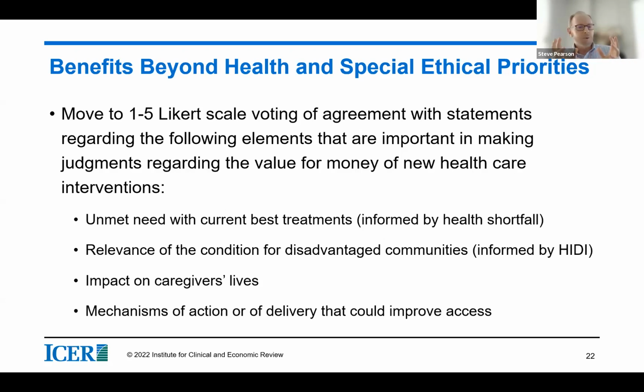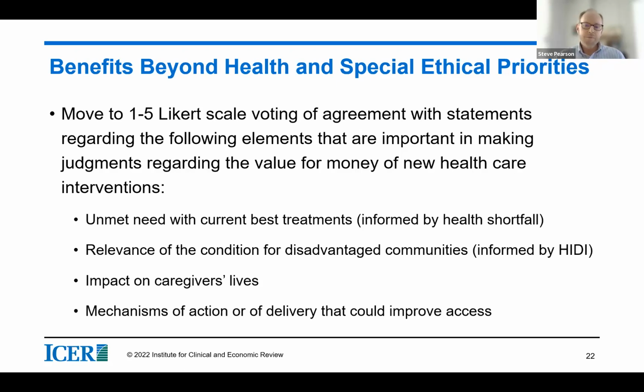Now, obviously, everyone should make their own judgment because some of these are value judgments. But an important part of our reports and process has always been to really draw out a more public conversation around some of these elements that can modify the way that we think about value. So 1 to 5, relative agreement. Is there substantial unmet need with current best available treatments?